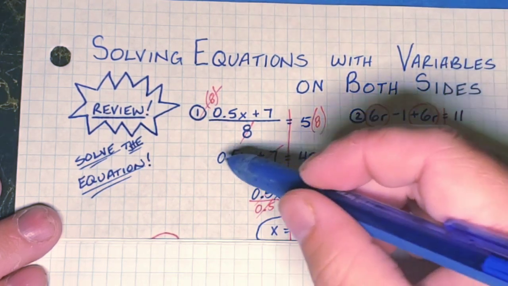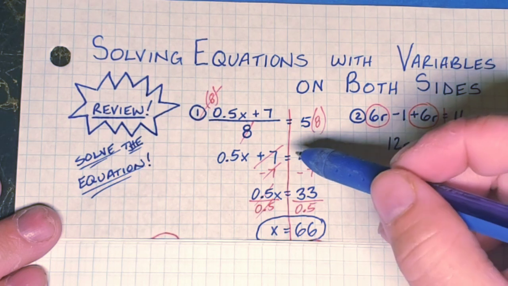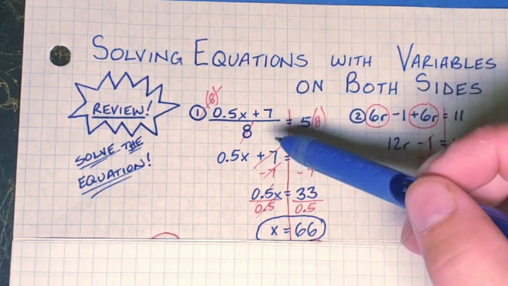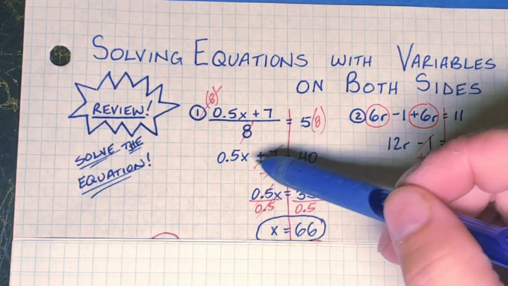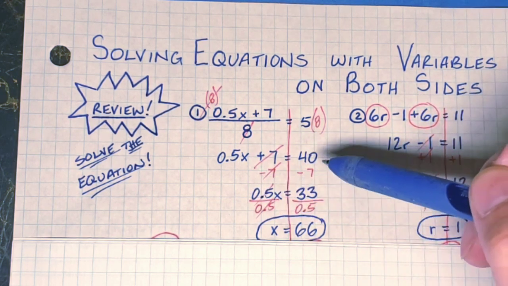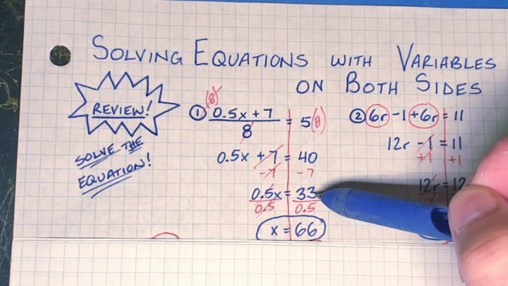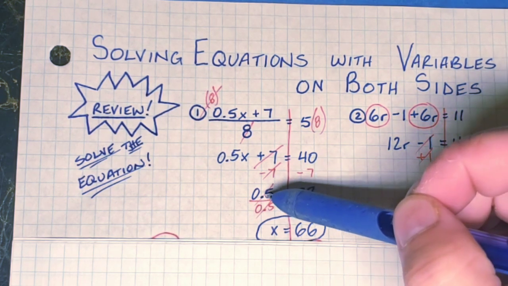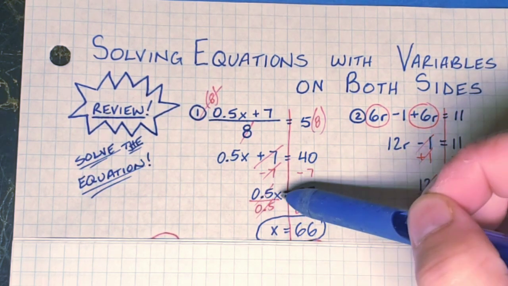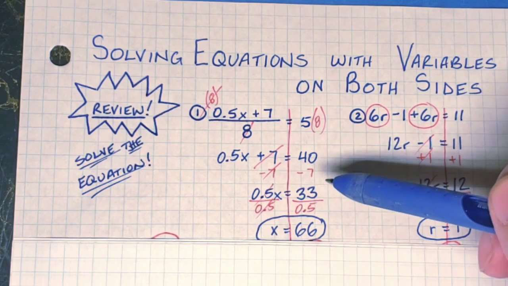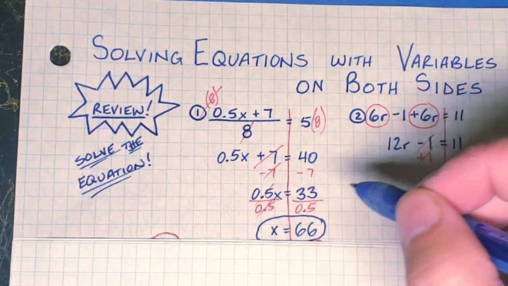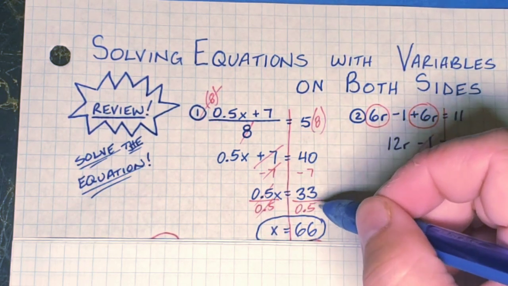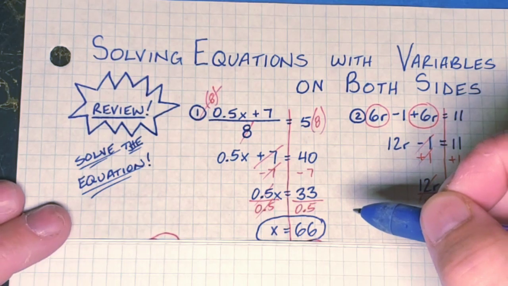All right. Now all that's left is a two-step equation. So first we undo the addition or subtraction. We got a plus 7, so we need minus 7. Those cancel out. Leaves you 0.5x. 40 minus 7 is 33. All right. Now we need to undo the multiplication or division. X is being multiplied by 0.5, so we want to divide by 0.5. The 0.5s cancel out, and 33 divided by 0.5 is 66.